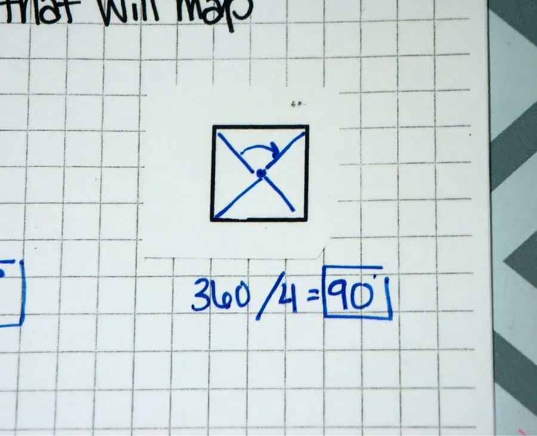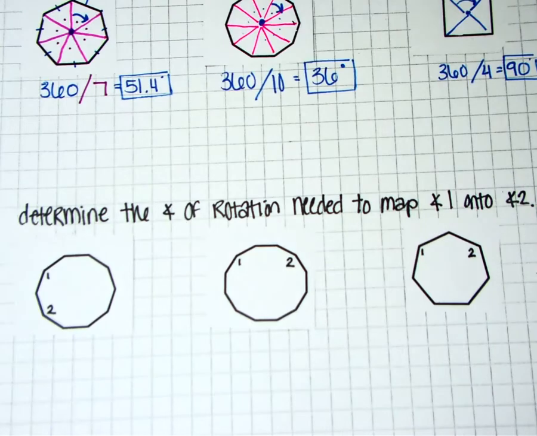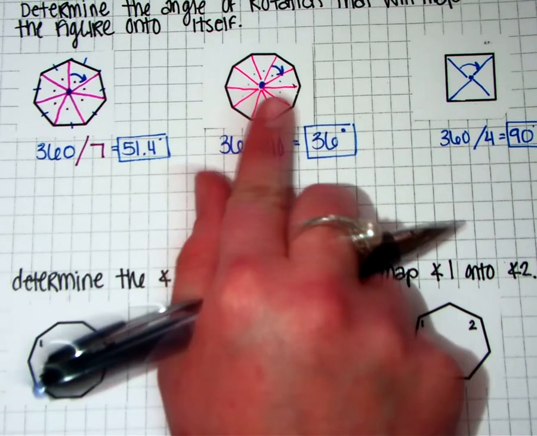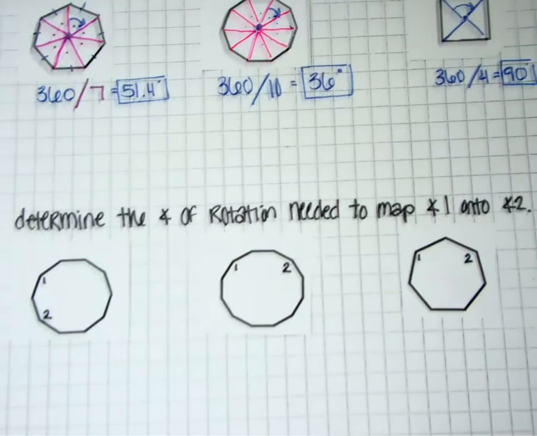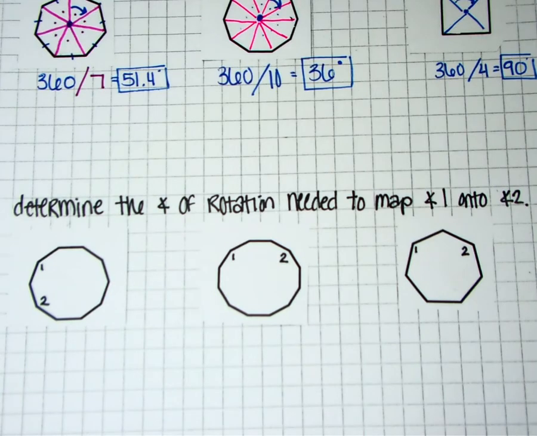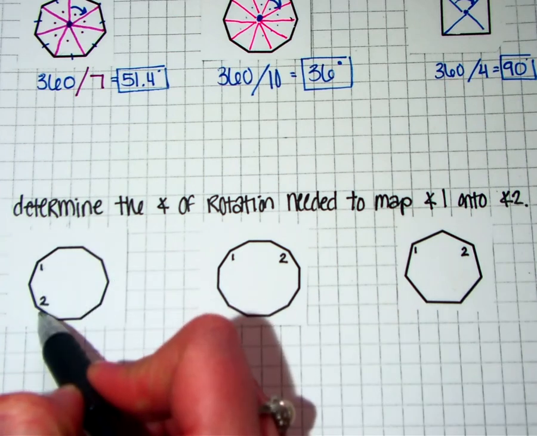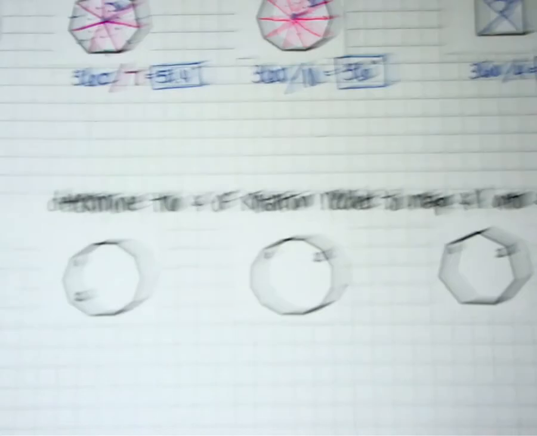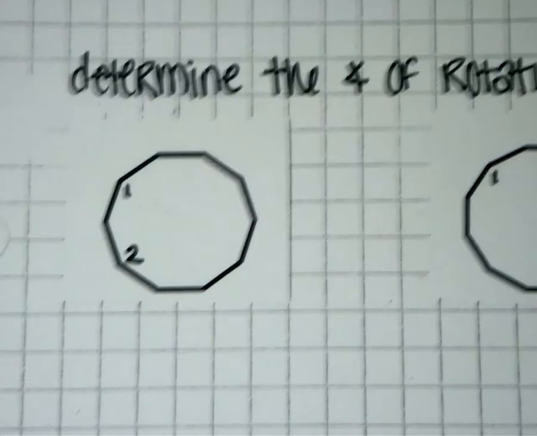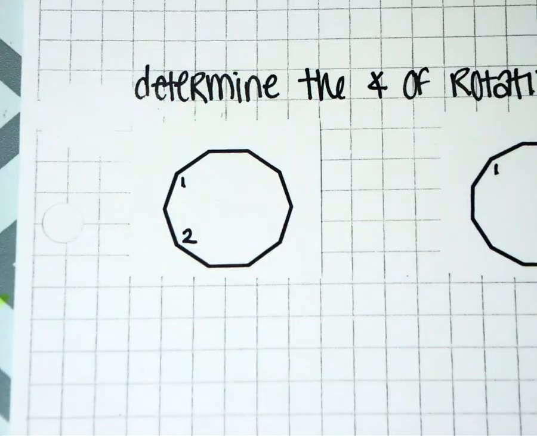Our next type of problem involves the actual shape, but you're mapping a number on top of another number. On this top piece, we're just rotating the shape. On the bottom section, we actually are having to map 1 onto 2, meaning how do we get 1 onto 2? Okay. So let's go ahead and start. The map is pretty much the same, but with one additional step.